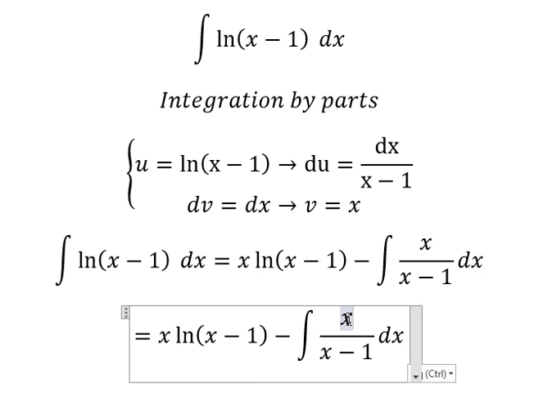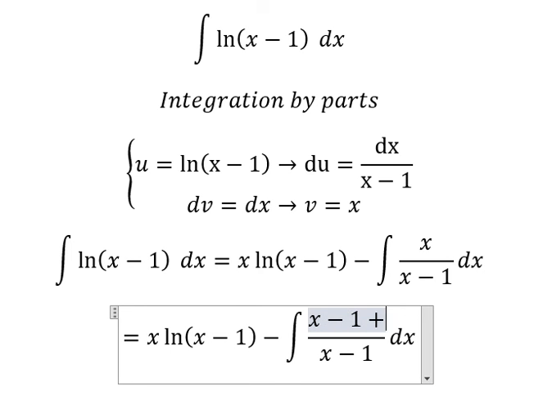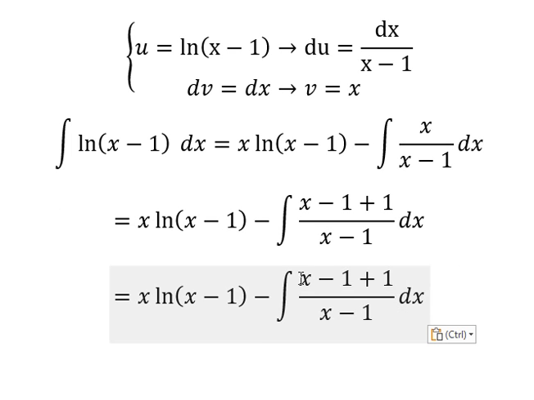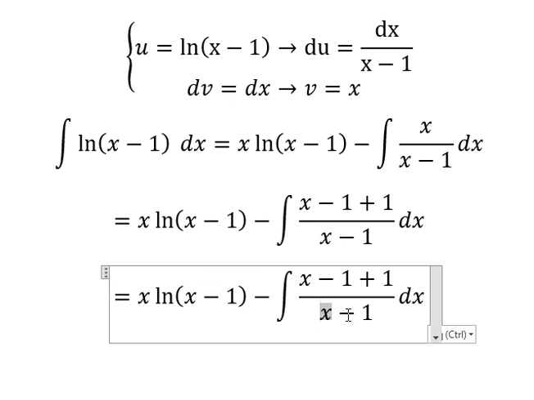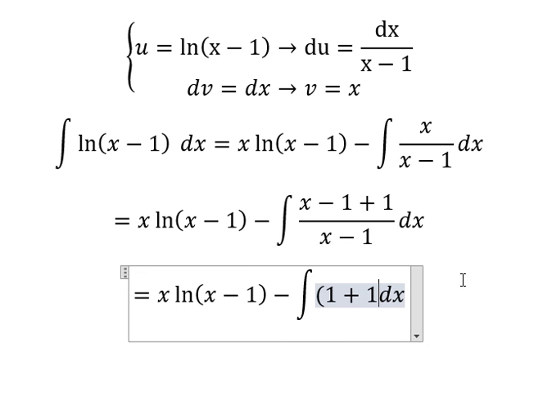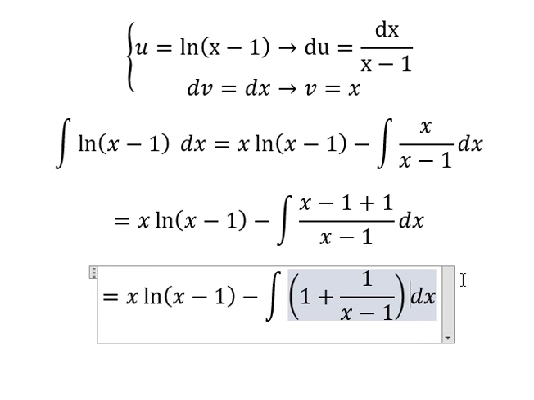So I will put negative number 1. Later that we add back positive number 1. So s minus 1 divided by s minus 1, we have positive number 1. This one we have 1 over s minus 1.